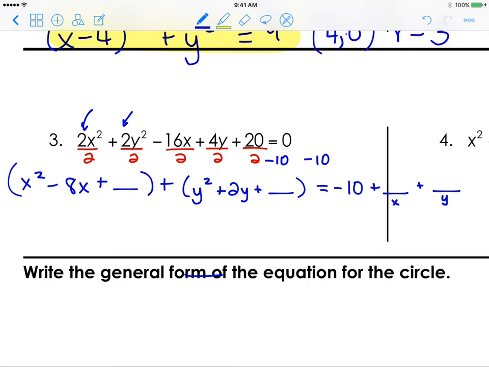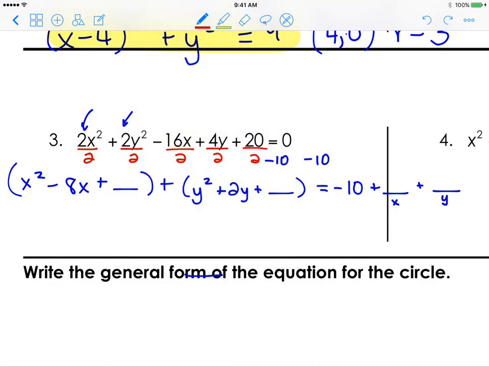So I'm going to complete the square twice, and I'm going to factor that, but when I add my number here, it's also got to go there. And when I add my number here, it's also got to go there. So just remember, guys, if I add it to the left, I got to add it to the right because I want to keep my equation balanced. So now we're going to complete the square twice.